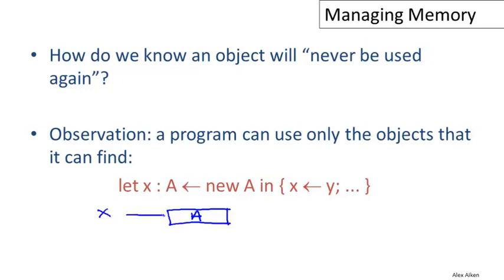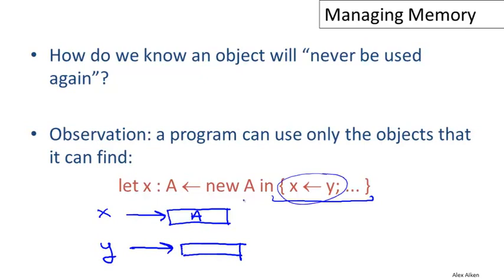So X will have a pointer to that object. And then in the body of this let, what's going to happen? Well, we're going to assign X the value that Y points to. So Y is another variable. It points to some other object in memory. Okay. And what's going to happen when we execute this assignment is that we're going to remove the old value of X, and X is now going to point to this object.